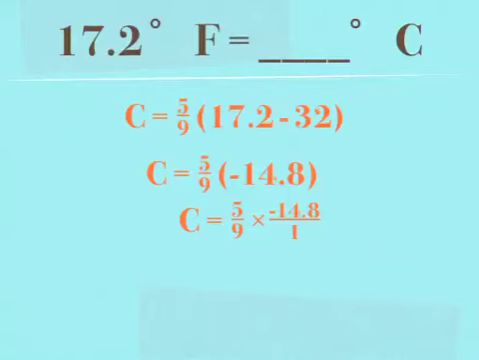I'm not going to mess with cross-canceling here. I can tell that 5 times negative 14.8 is negative, don't forget your negative sign, 74, over 9 times 1 is 9. Again, just like before, I don't want to be left with an improper fraction or a fraction to measure degrees, so I'm going to go ahead and multiply negative 74 divided by 9, and you get negative 8.2 repeating degrees Celsius.